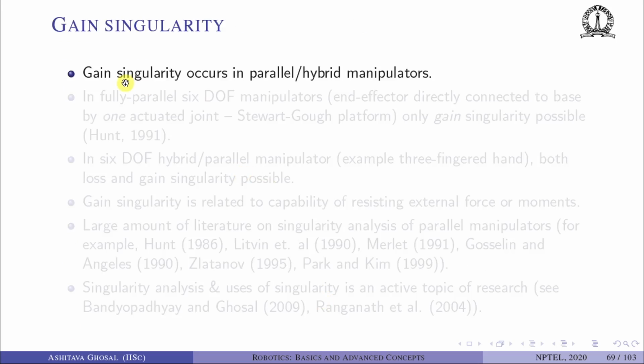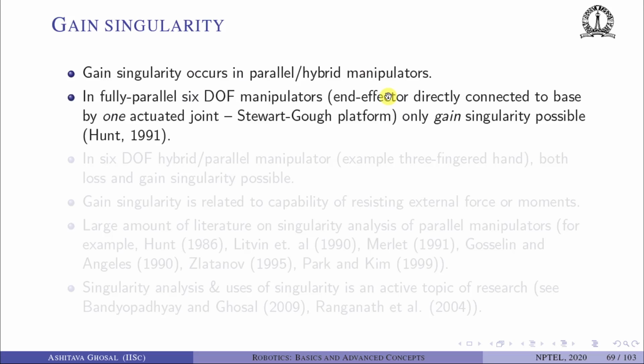So this gain singularity occurs in parallel hybrid manipulators. In a fully parallel 6-degree of freedom manipulator, what is a fully parallel 6-degree of freedom manipulator? The end effector is directly connected to the base by one actuated joint, as in the Stewart-Gough platform. In such fully parallel 6-degree of freedom manipulators, only gain singularity is possible.